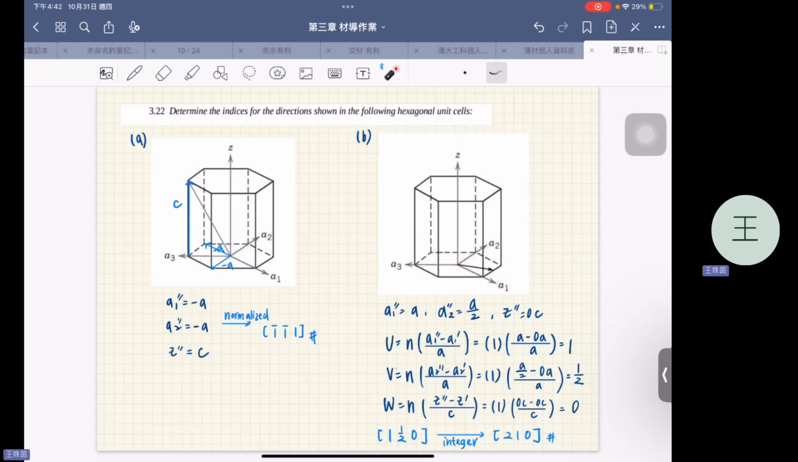And because in the middle index, we need to make everything into an integer form, we need to times 2 to make the answer 210. Okay.